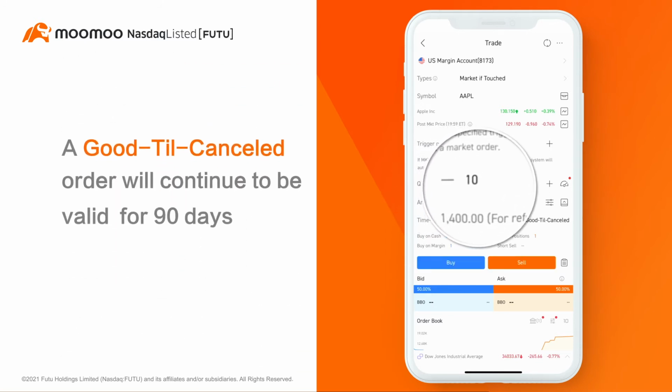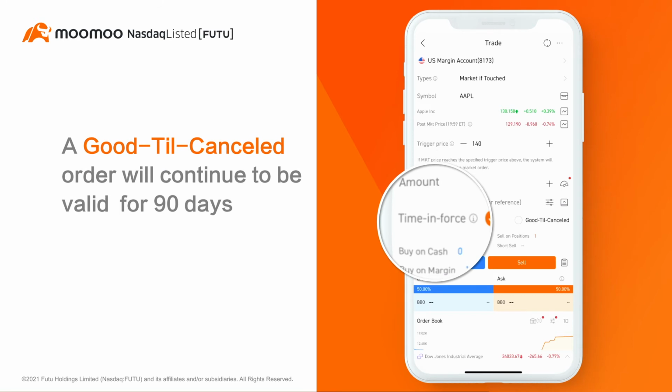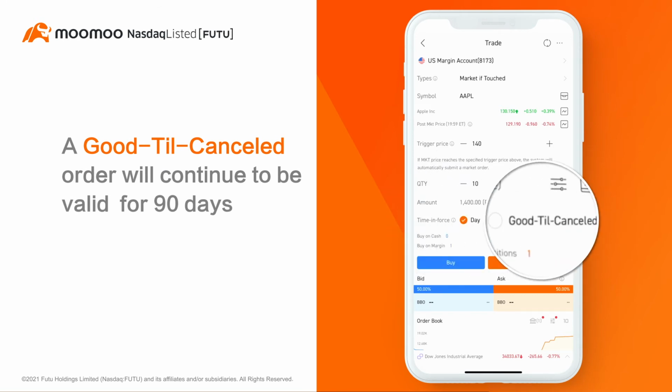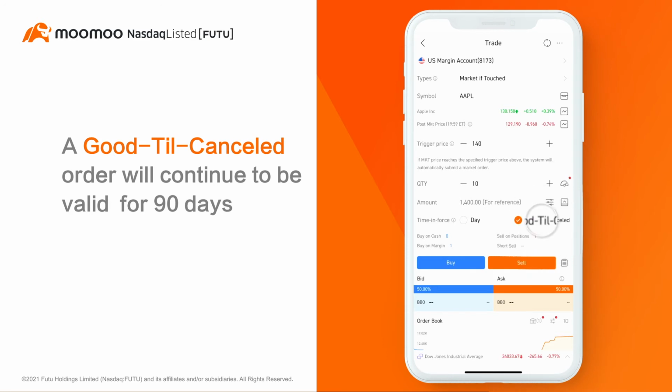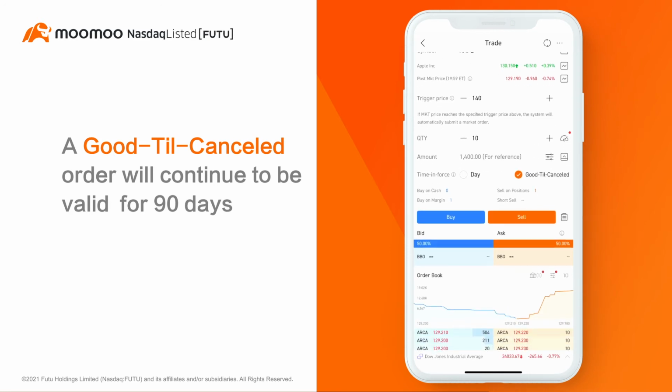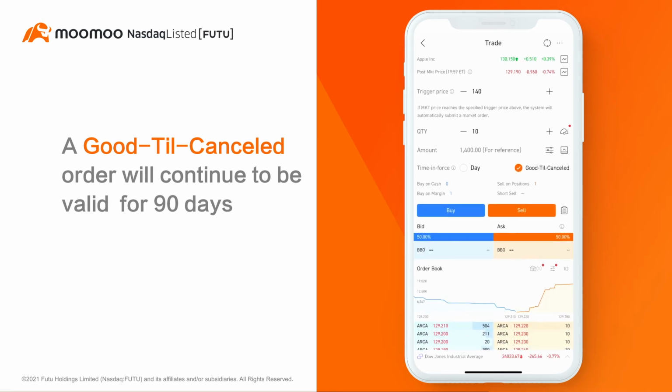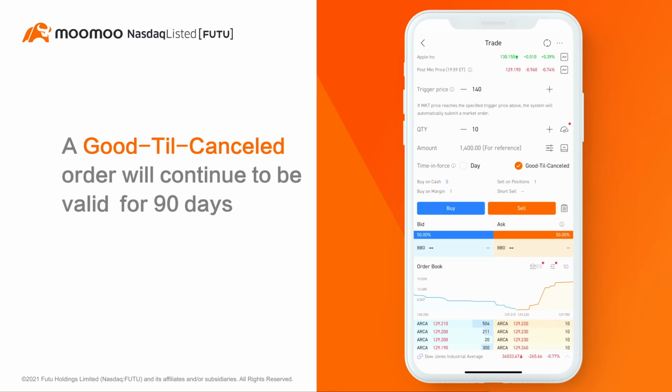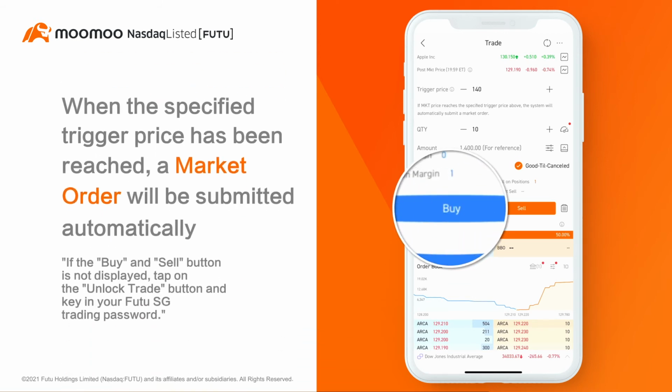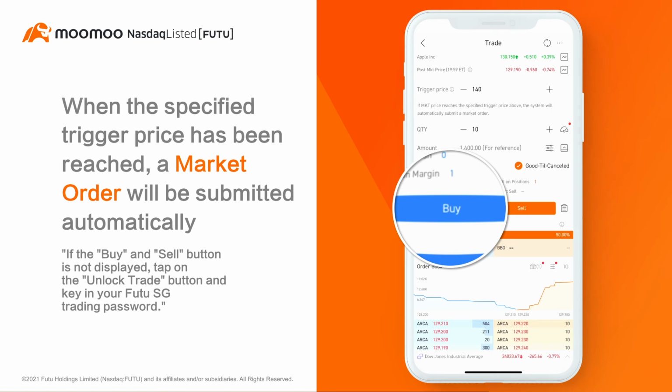You will then need to set the time in force for your order. If you set the time in force to good till cancelled, your market if touched order will continue to be valid for 90 days until it is fully filled, cancelled, or failed. Tap the buy button to place a buy market if touched order.